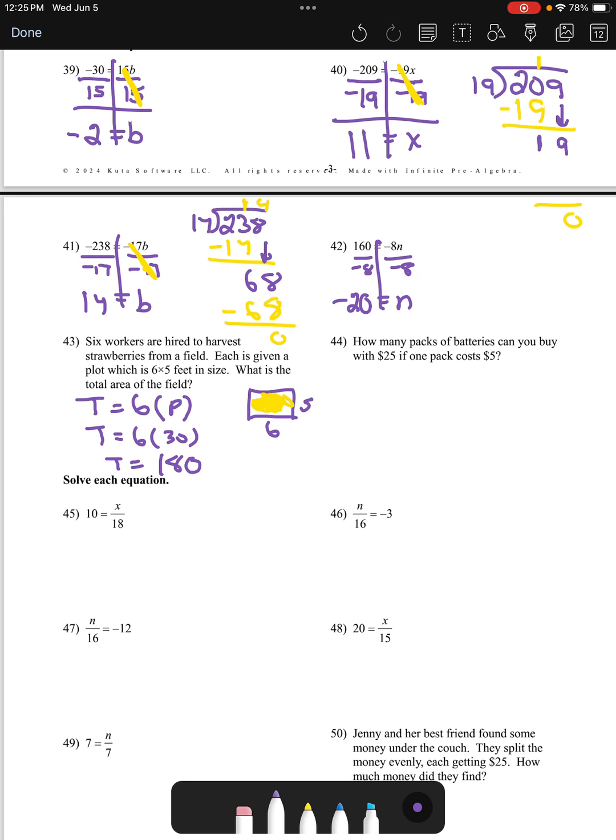Last problem. How many packs of batteries can you buy with $25 if one pack costs $5? So $5 times however many packs it costs, or we can purchase, for our $25. $5 per pack is equal to the $25 we have to spend. To solve this, we divide both sides by 5. It's a positive divided by a positive, which means our answer is positive. How many packs can we buy? We can buy 5.